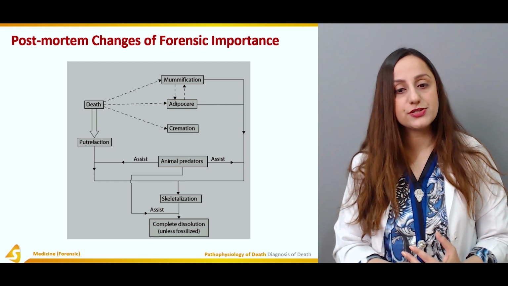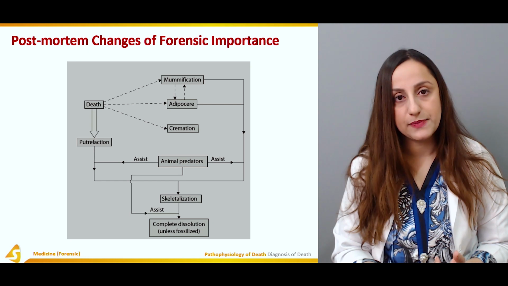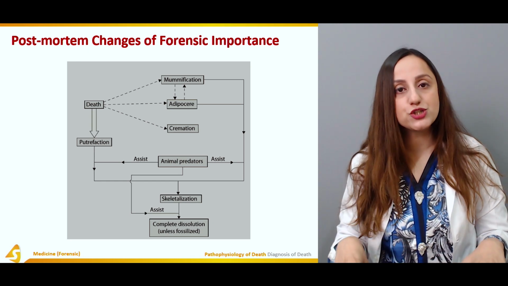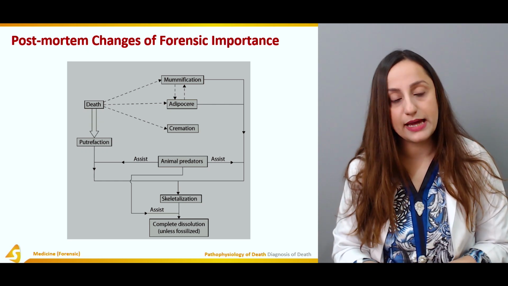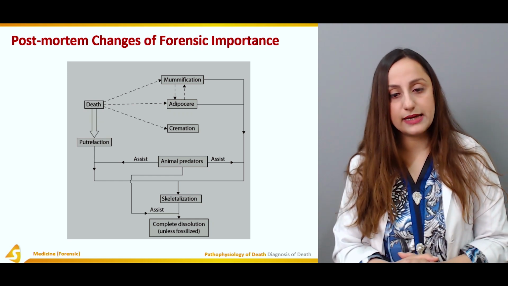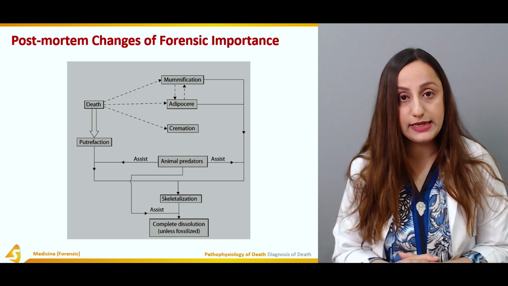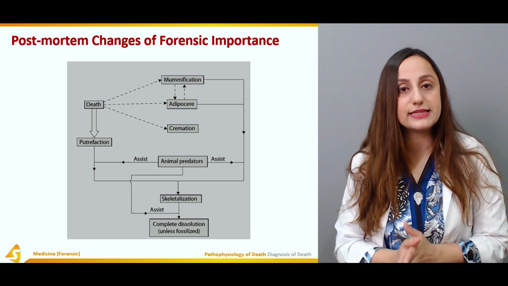Now, the animal predators basically assist towards the skeletalization of the dead body. They'll just notch down all these soft tissue body parts of the person, and there'll be a skeletal remain of the person, and that is all what we'll be dealing with. So in the end, there will be a complete dissolution or fossilization of the dead body that will occur after the death. So these are the consequent changes that will occur.